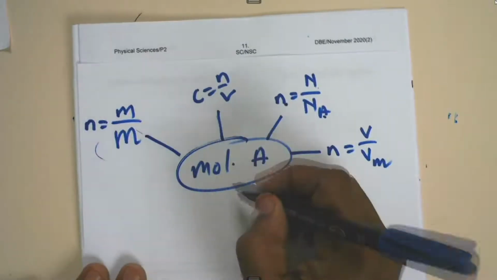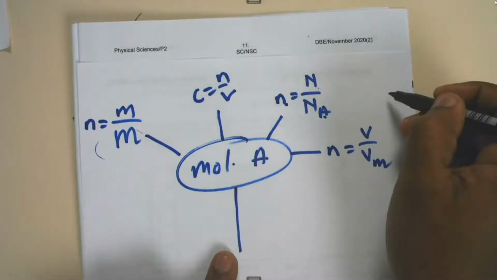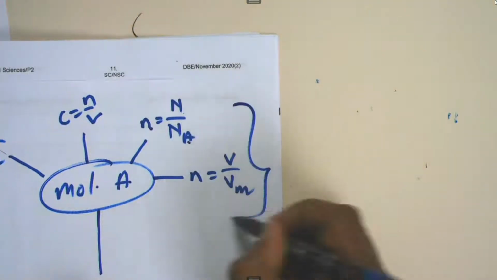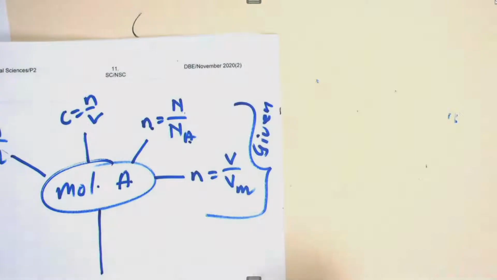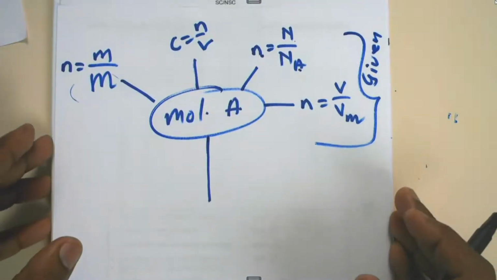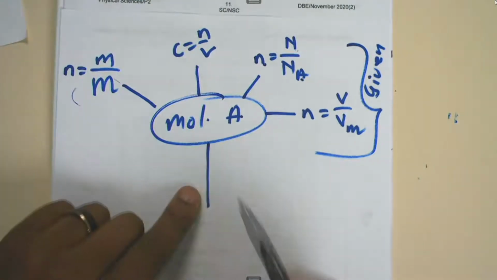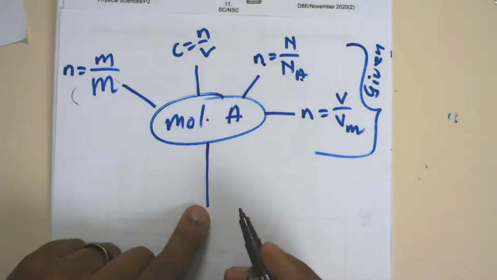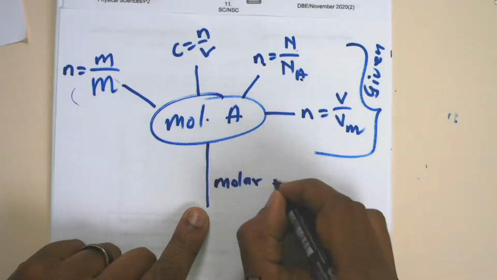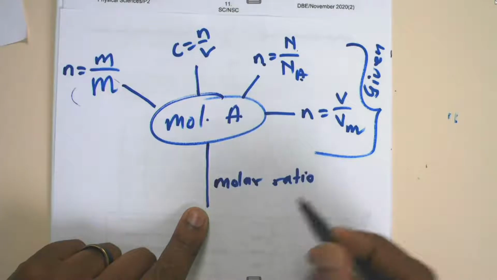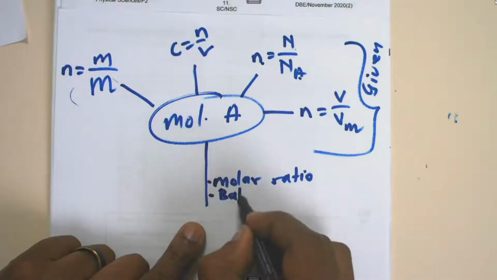Thereafter, we link. This one will be the given. Some information should be given in order to assist you in getting the number of moles. So once this is given, we say we now need the molar ratio. So the molar ratio is from where? From the balanced chemical equation.